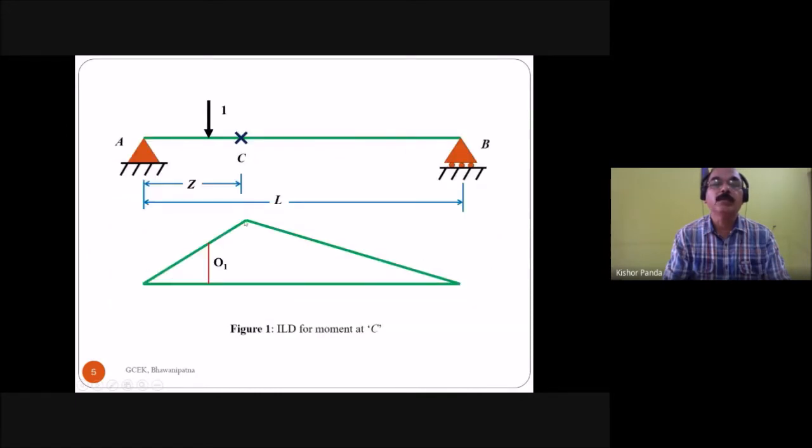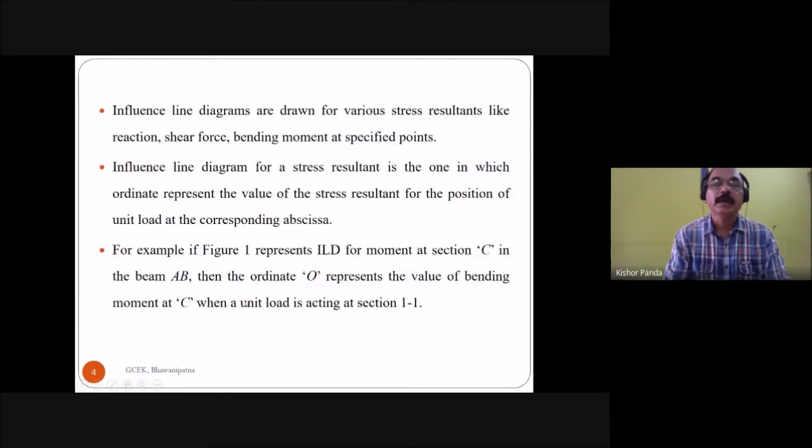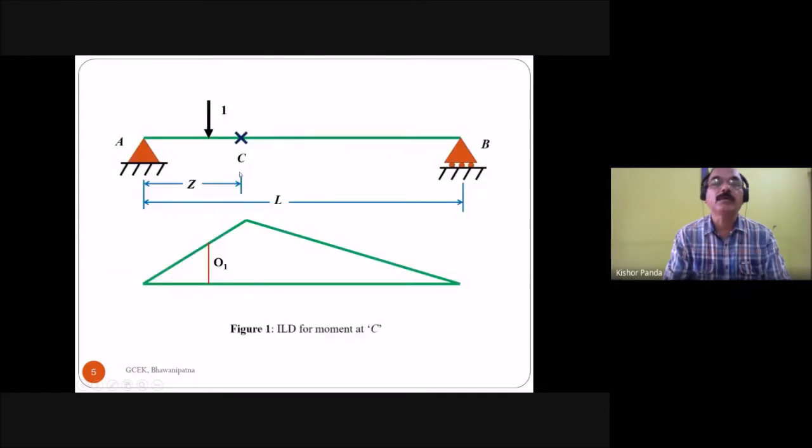The ordinate O, here what is the ordinate? This represents the value of the bending moment at C when a unit load is acting at section 1-1. So this is the maximum bending moment position. When a unit load is acting at section 1-1 here, this is the maximum value of the bending moment. So this is the influence line diagram for the moment at C.